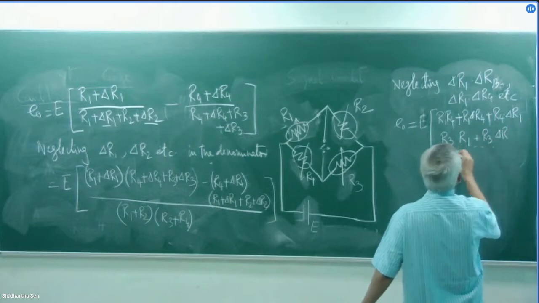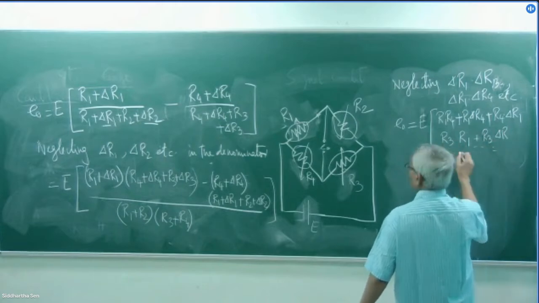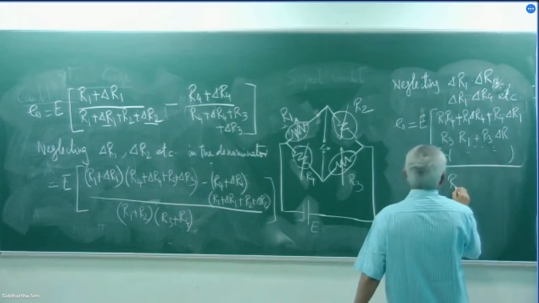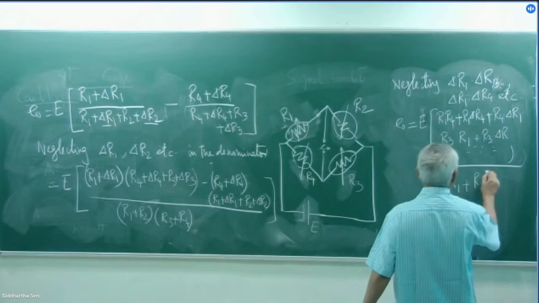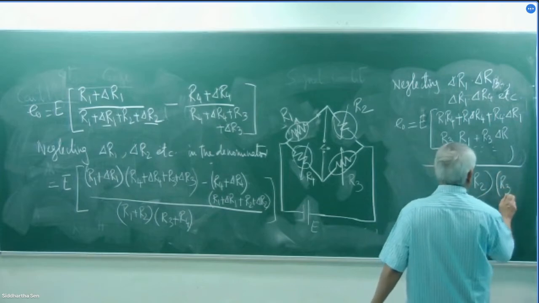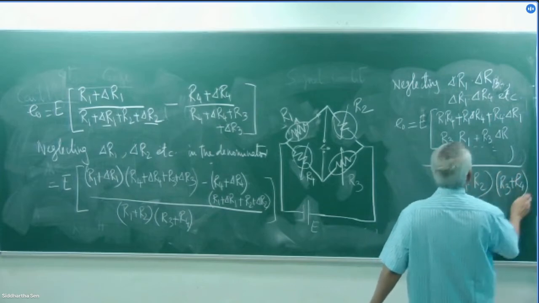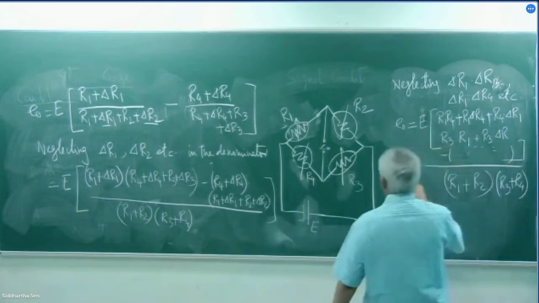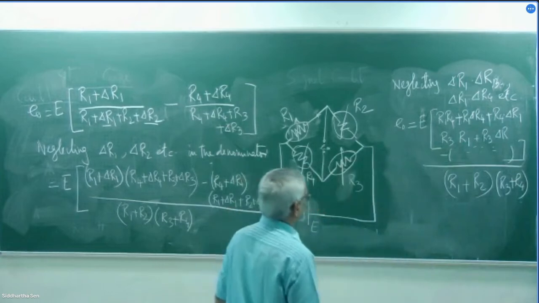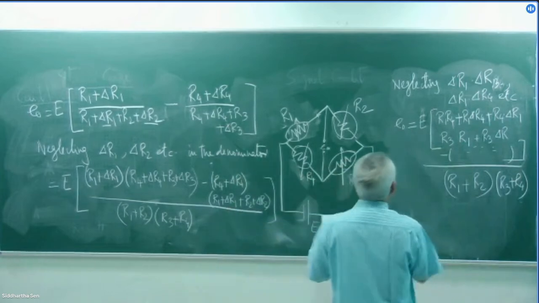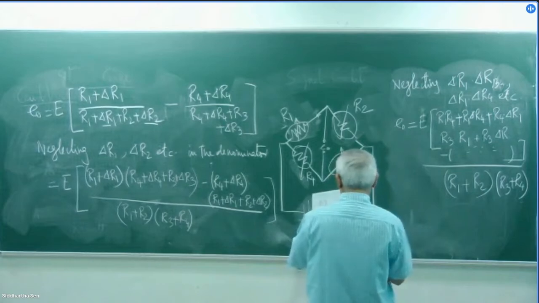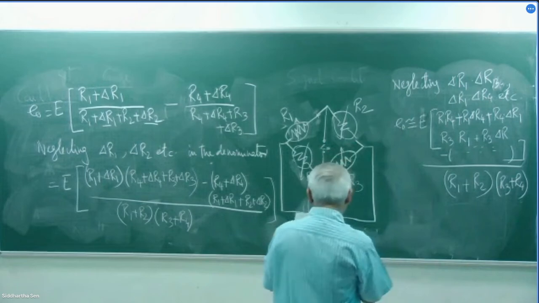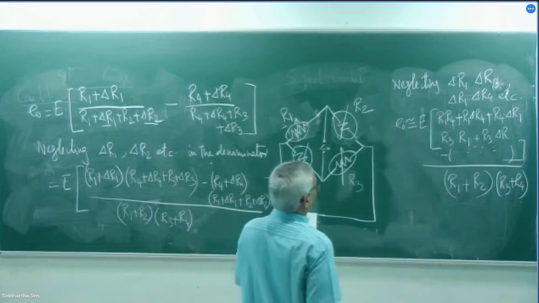This way I can just go over like this, and minus the other terms also, divided by R1 plus R2 into R3 plus R4. So I am simply expanding this one and I can get it like this. If we simplify it and neglect this part, this comes to be, so definitely we are neglecting, so it must be approximately equal to this one.